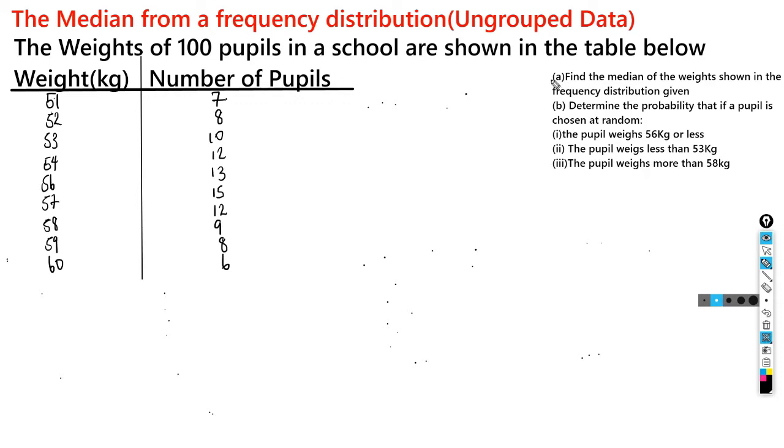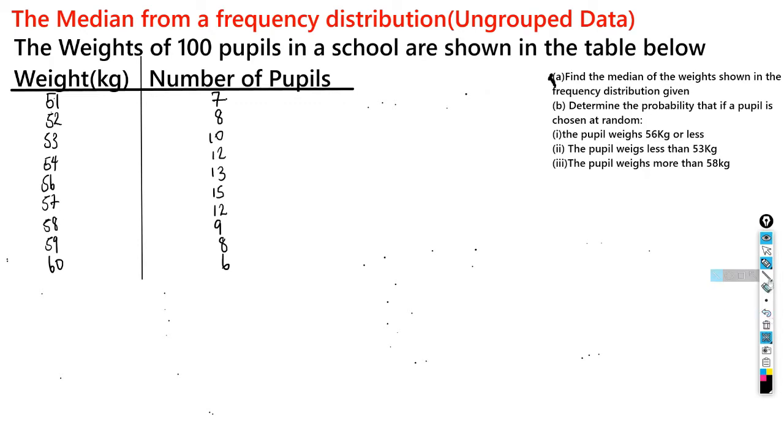So how do we find the median of the weights shown in the distribution? From what we just did earlier, we know it's the n plus 1th rank, right? Half of the n plus 1th rank. So to find Q2, well, no, in order to find Q2, we'll have to finish up the table here.